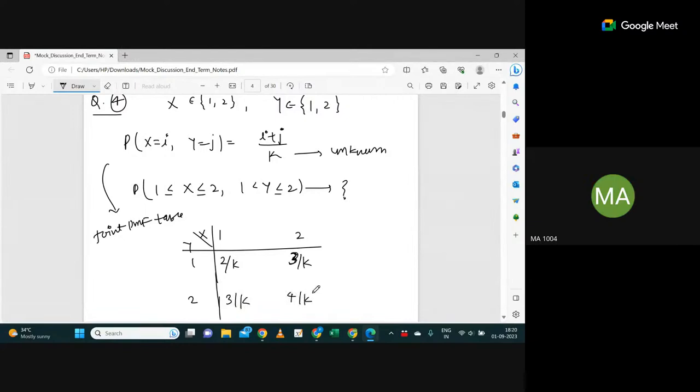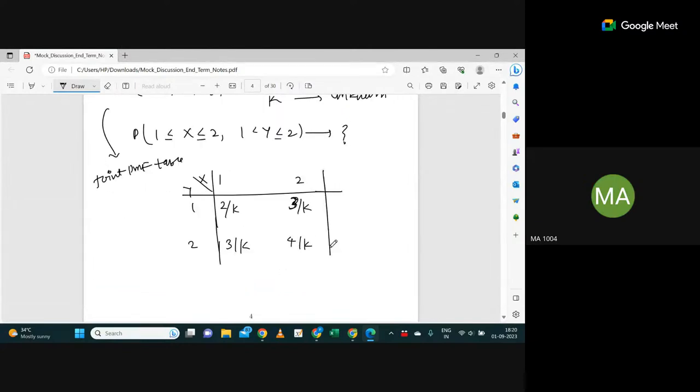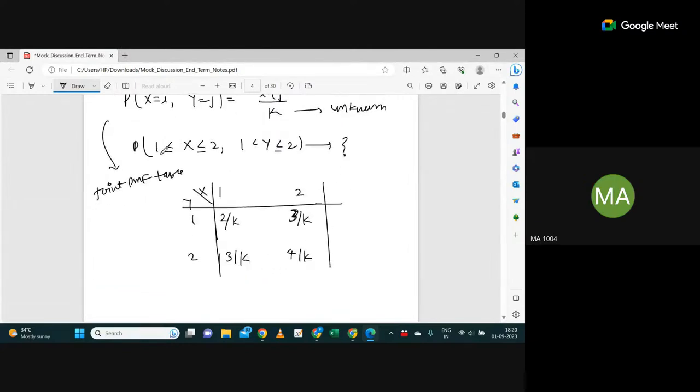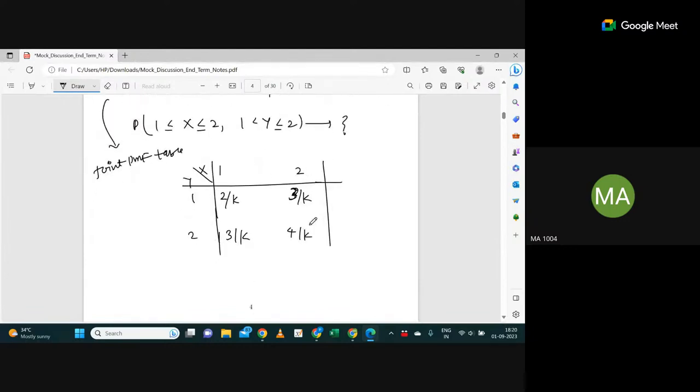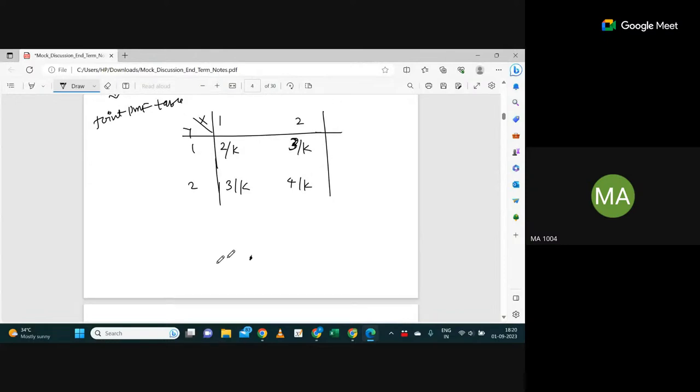4 by k. That's a joint PMF table. Okay, so since we are asking what, we have to compute this probability, correct? Before going to that, we need to find out the value of k. Yes or no? Yes, because, sir, I don't know the value of k. So what is the correct approach to find out the value of k?